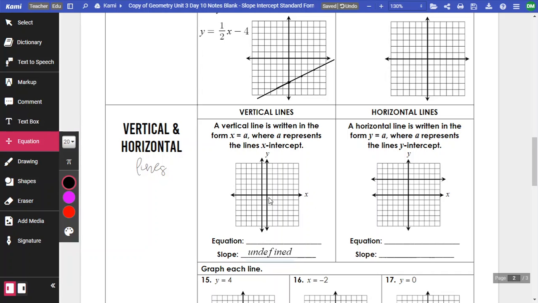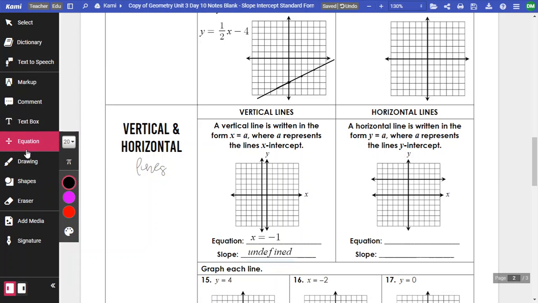So what we can say here is that this equation is only in terms of x. Every point where x is equal to -1 is going to be on this line. So that's actually the equation of the line. We just take the x-intercept right here, and we use that as the equation. So x equals -1.